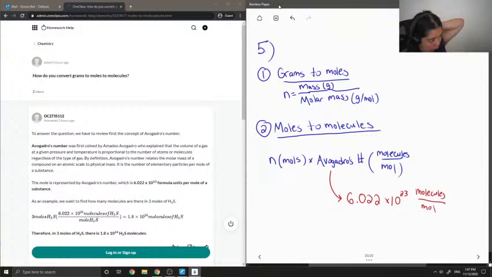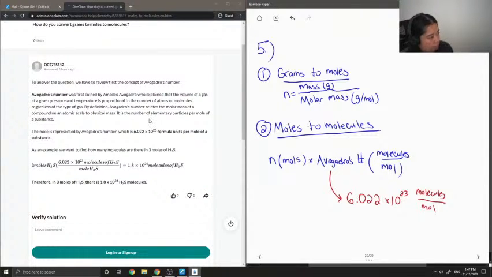So let's see what our junior tutor said. To answer the question, we have to review first the concept of Avogadro's number. Avogadro's number was first coined by Amedeo Avogadro, who explained that the volume of a gas at a given pressure and temperature is proportional to the number of atoms or molecules regardless of the type of gas. By definition, Avogadro's number relates the molar mass of a compound on an atomic scale to its physical mass. It is the number of elementary particles per mole of a substance.